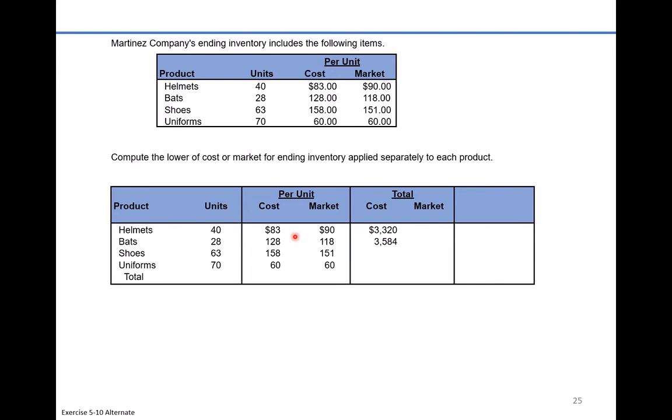The market value, we're going to do all the cost first. The 28 times 128 for the bats, the 63 times the 158 for the shoes, and then the uniforms 70 times 60 for 4,200. Altogether totals 21,058.